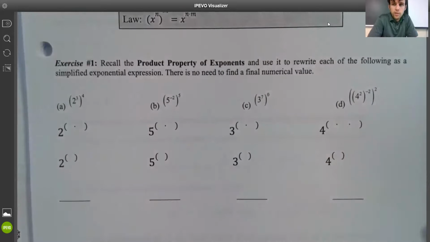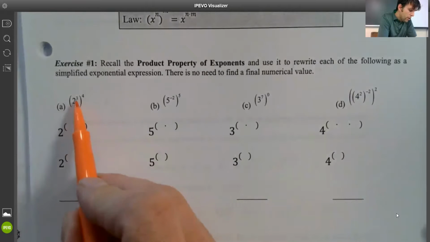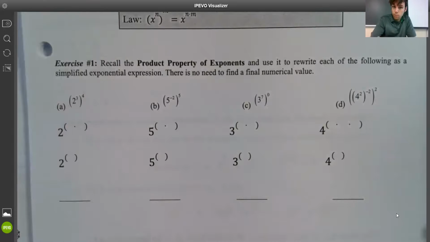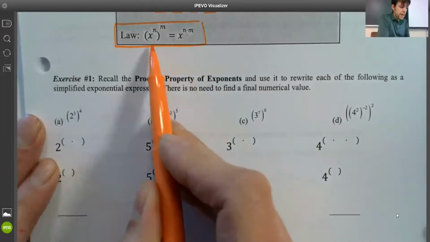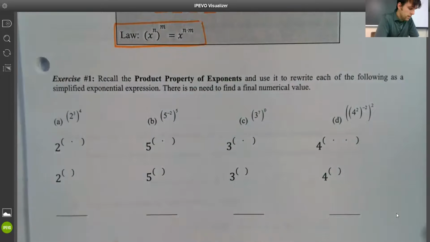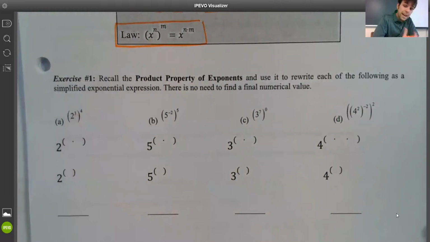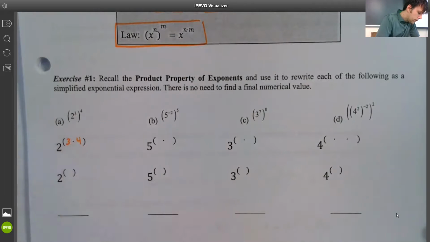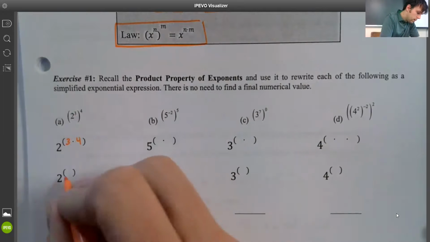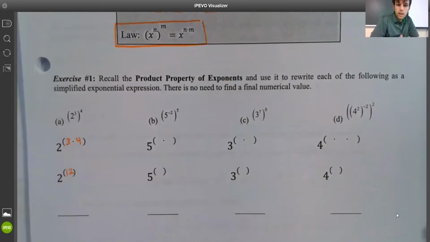So here we're going to look at this first exercise. We're going to recall the product property of exponents. So we have 2 to the third to the fourth power. The rule, we can see it right up here, the law. As long as that base is being raised to a power, and we're raising that to a power, we're just going to simply multiply these exponents. So that's 3 times 4, which is 12. You don't actually need to multiply that out. That actually would be a pretty large number if we raise that to the 12th power.